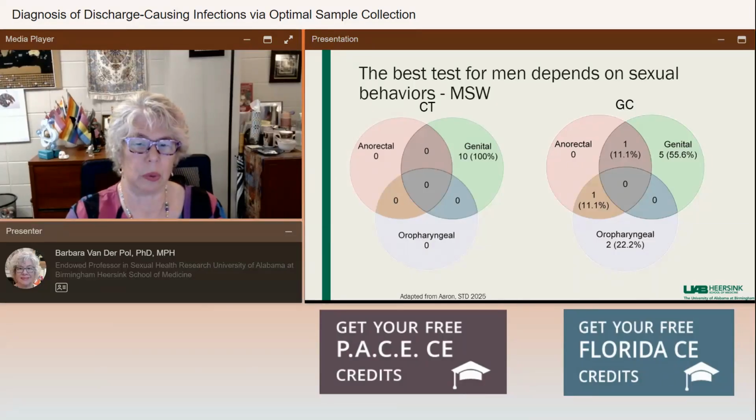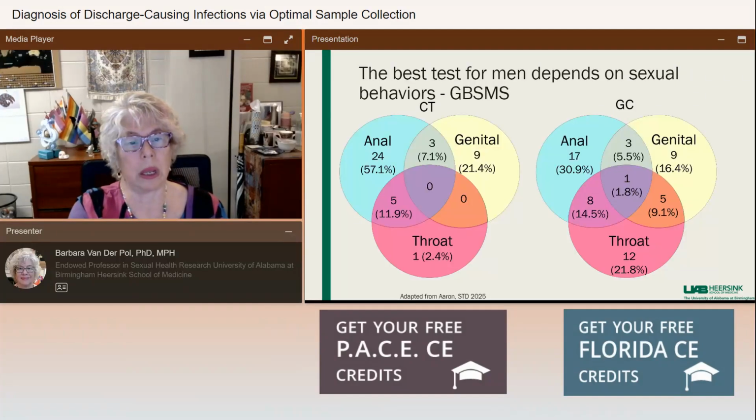Now, for those people who reported having sex only with women, we had one person who had gonorrhea in the anus or the rectum, and one person who had it in the oral pharynx and the rectum. So whether their self-report was accurate or not is unclear. But while you're using urine, and here I've put genital, but it is urine, while you're using urine for testing men who have sex with women, that's probably appropriate.